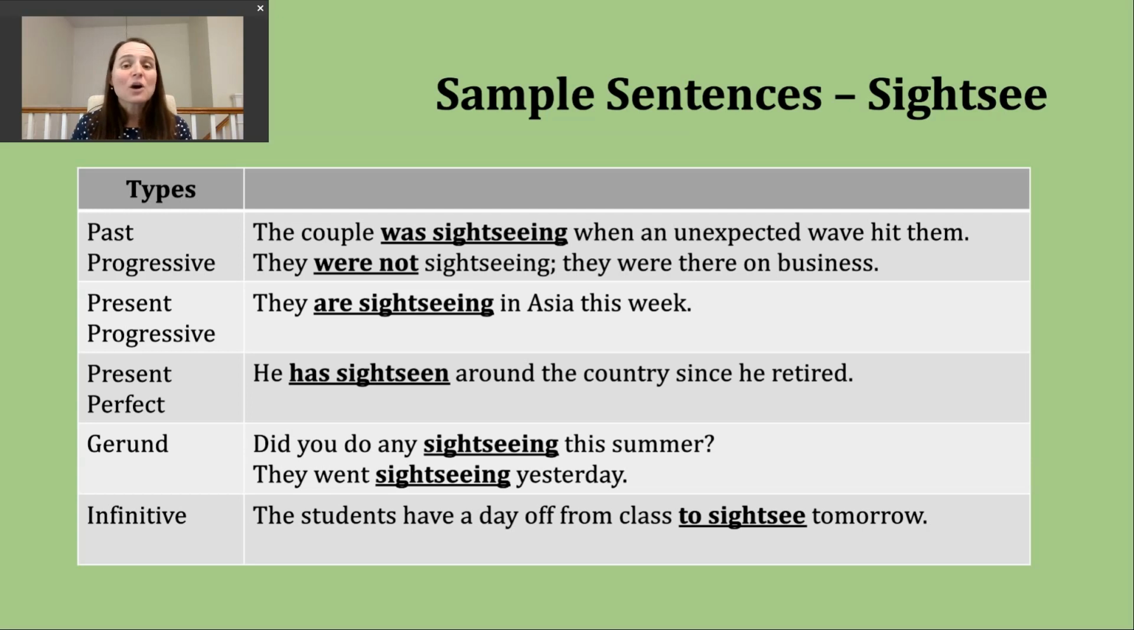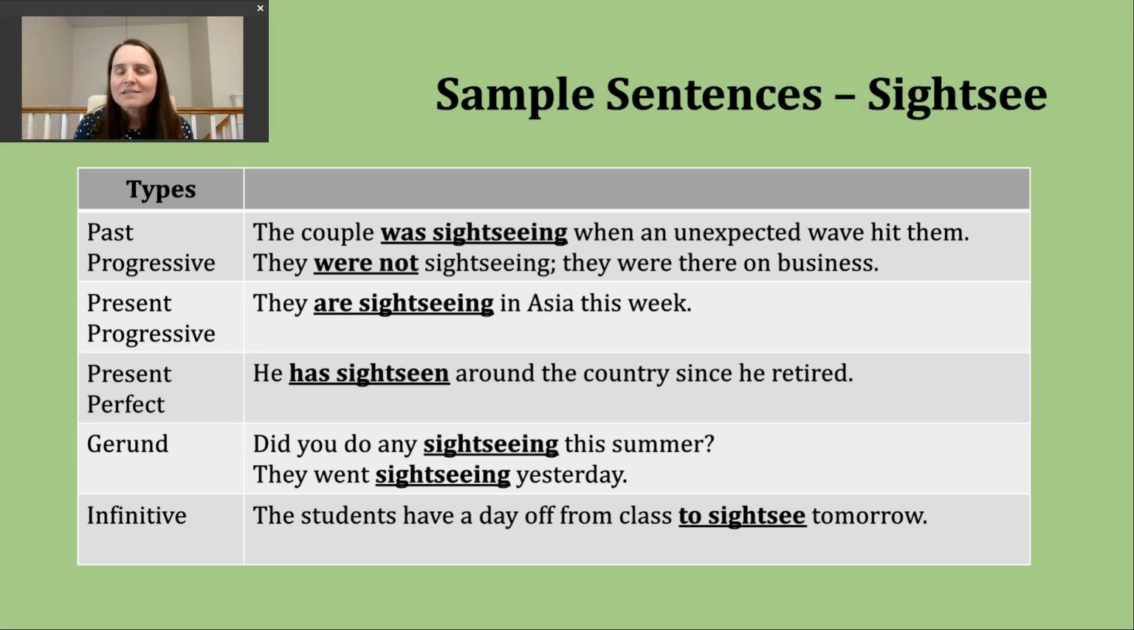He has sightseen around the country since he retired. So the writer here would be using the present perfect to talk about an action started in the past, this idea of going to visit different places just to experience them, and that it started at the point at which he retired. Now let's take a look at some gerunds and infinitives. Okay, I again feel like this is a much more common way for you to sort of hear this word being used.